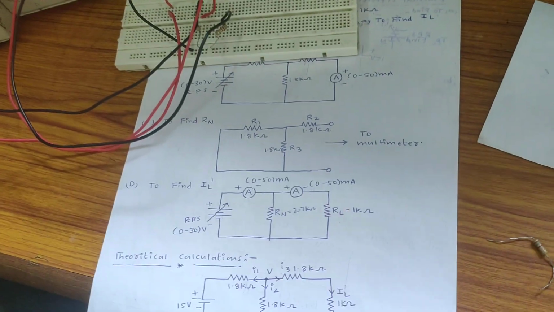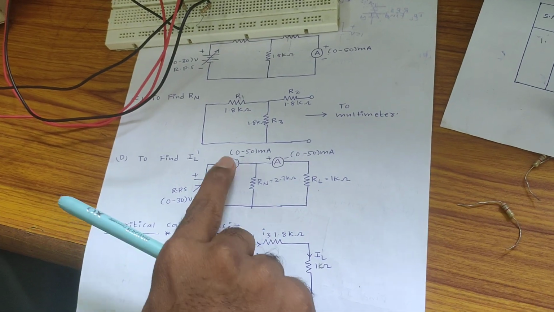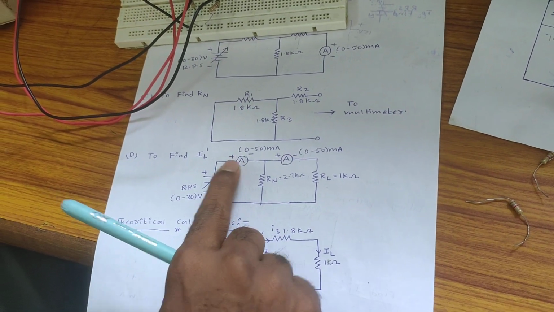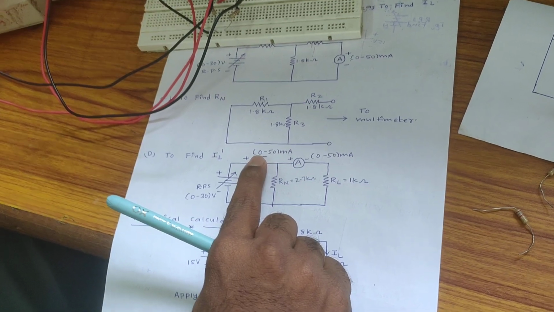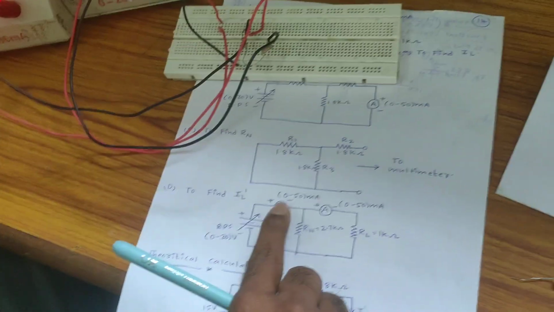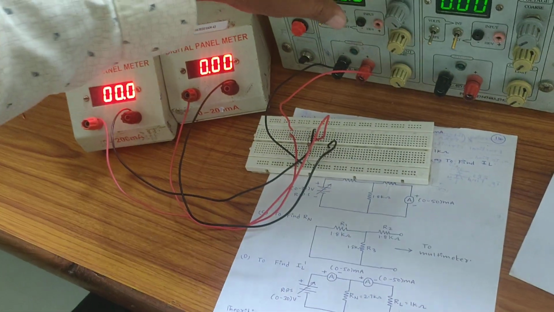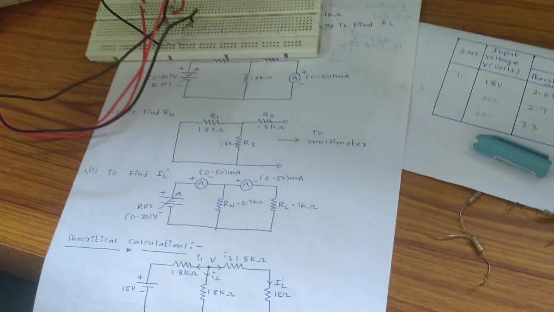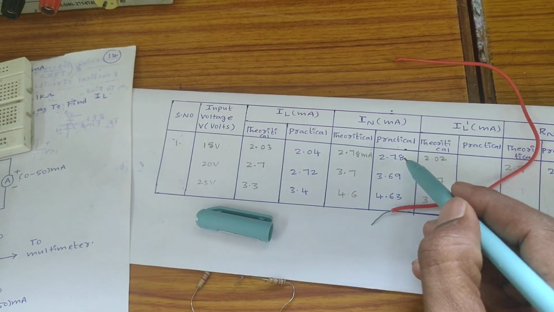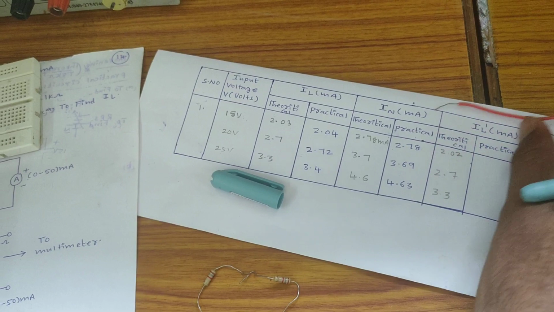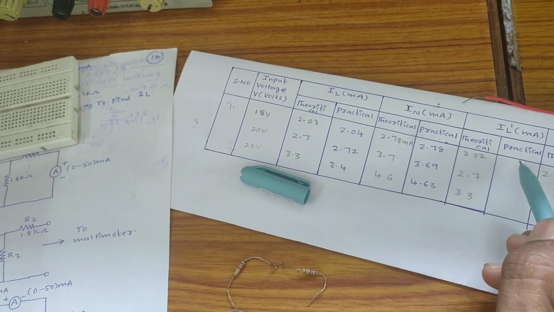See here, by varying the RPS, this one is Norton's current. By varying this RPS, I need to measure Norton's current. Norton's current is flowing through the first ammeter. That means what is the Norton's current value? See here, for 15 volts, sorry, here Norton's current will be 2.78. After that I need to measure IL dash.